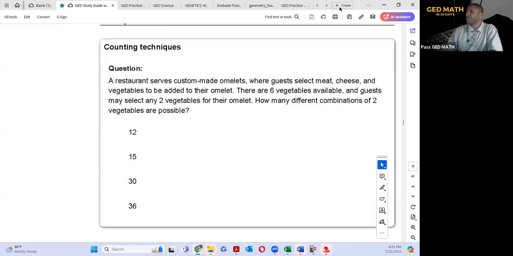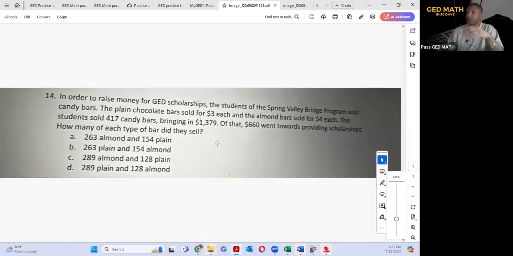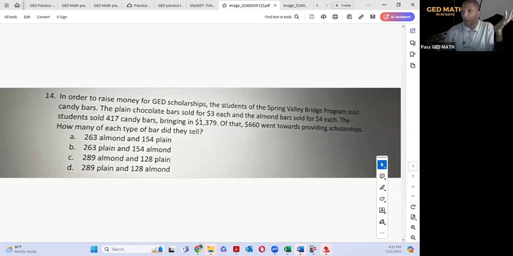Matter of fact, I think that person sent me another system of equations. Let me see. This looks like it's from the Kaplan book. I wish I had seen this when she first sent it to me. Watch this. Identify my givens. A plain chocolate bar is $3 each. An almond bar is $4 each. I sold 417 bars for $1,379.